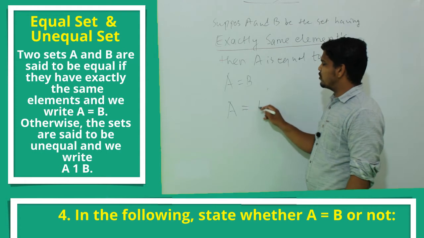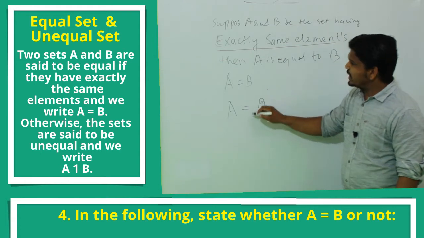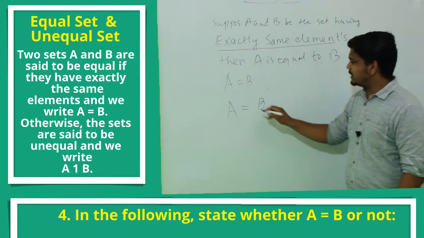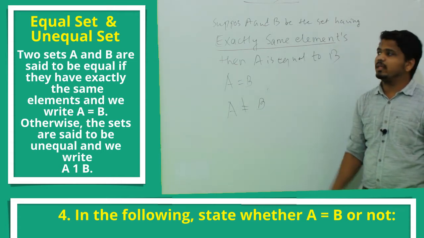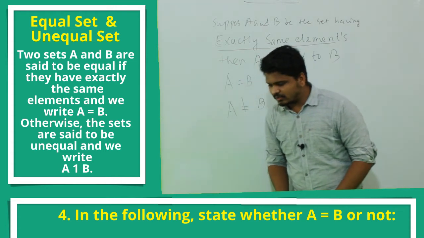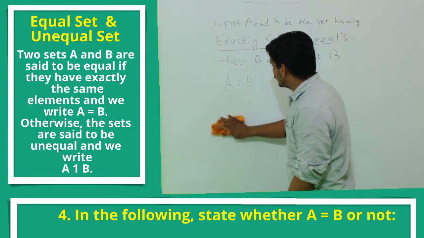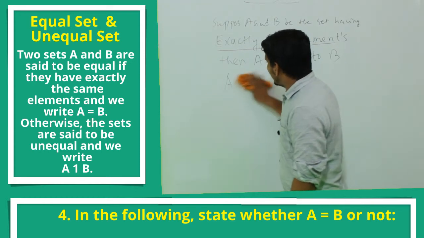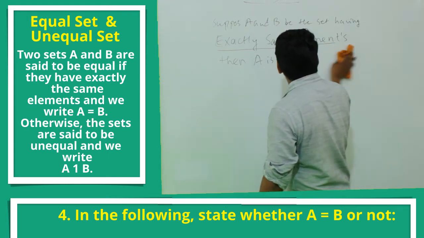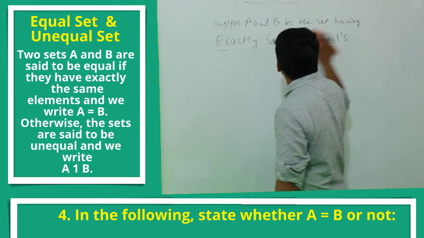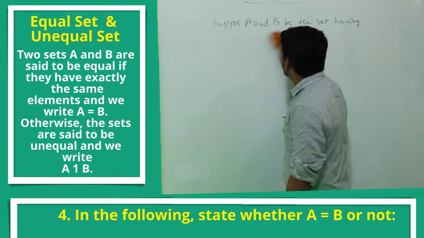How can you define not equal to B? A is not equal to B if the elements are not the same. There you will write A is not equal to B. You can see it on your screen also. Okay, this was the definition of equal sets. Now you will have to check each and every element from set A and set B, to see whether exactly the same elements are there or not.